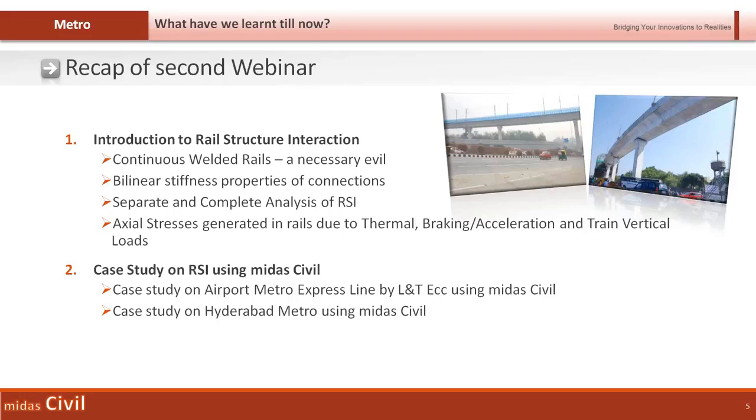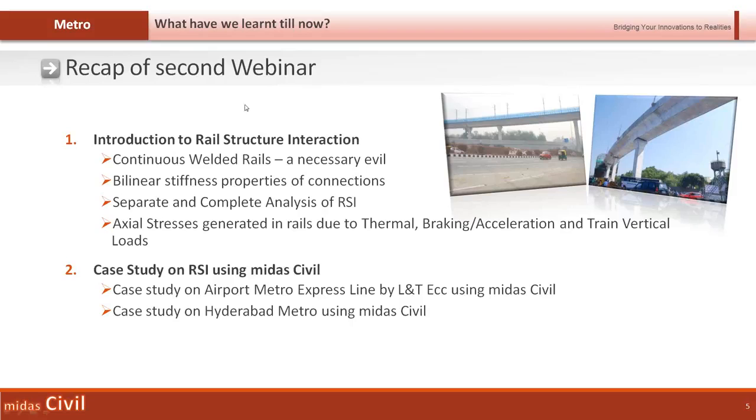After that, they presented a case study on rail structure interaction using MIDAS 7. They did a case study on the airport metro express line, which was done by L&T ECC itself in MIDAS 7. They also did one case study on Hyderabad metro using MIDAS 7. The overall conclusion of the second webinar was to show you how an engineer has to go about rail structure interaction, what all things he needs to consider to start with it, and how some of the professionals in the field have implemented the RSI module of MIDAS 7 in their solutions.